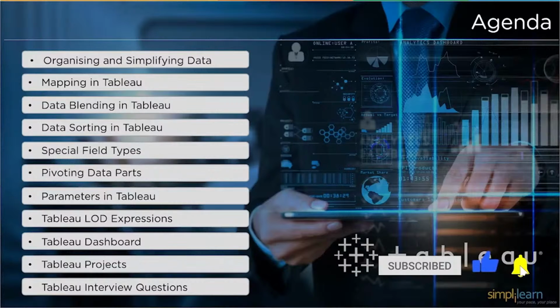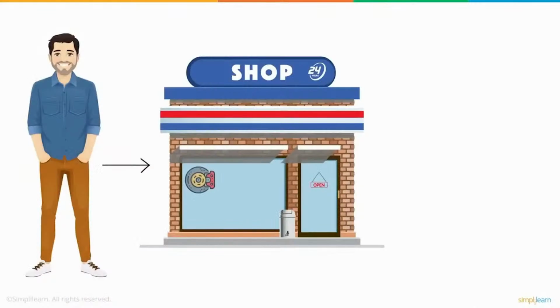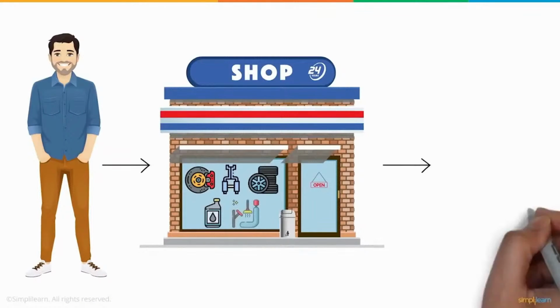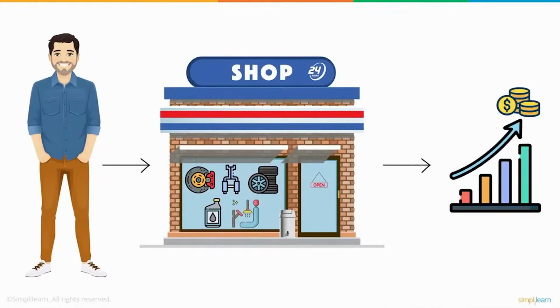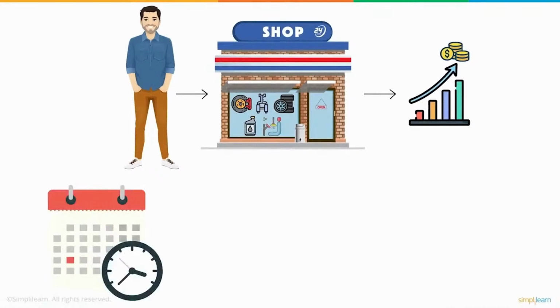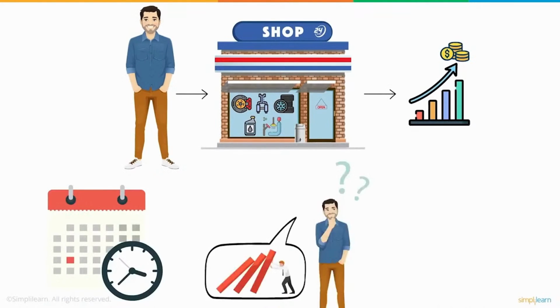Ben started a store that sells automobile parts like brakes, exhausts, tires, lubricants, and car interiors. He made a good start with his business and achieved profits. However, as days passed by, along with his growing business, he faced some business challenges.